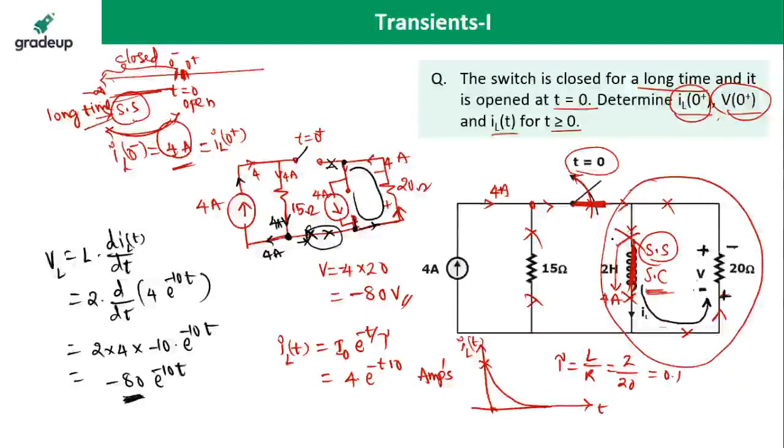The voltage across the inductor is nothing but the voltage across the resistance, or not? Both are connected in parallel. Whatever voltage you get across the inductor, the same voltage is available across 20 ohms. Alright. Did everybody get that one? So we can wind up here.